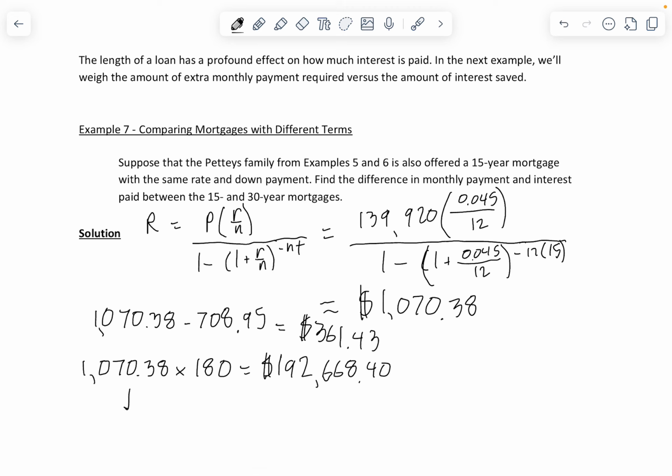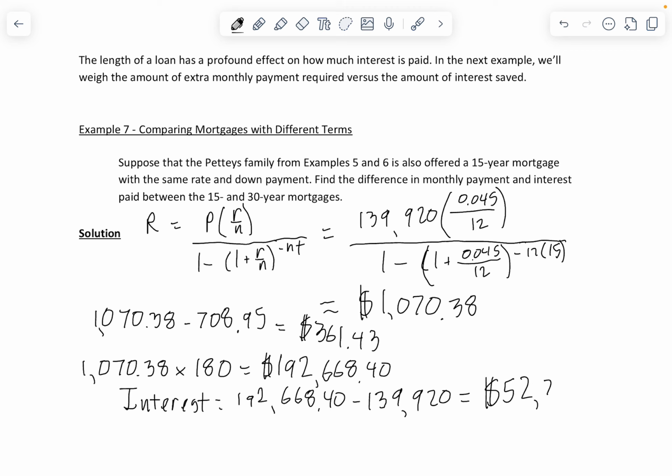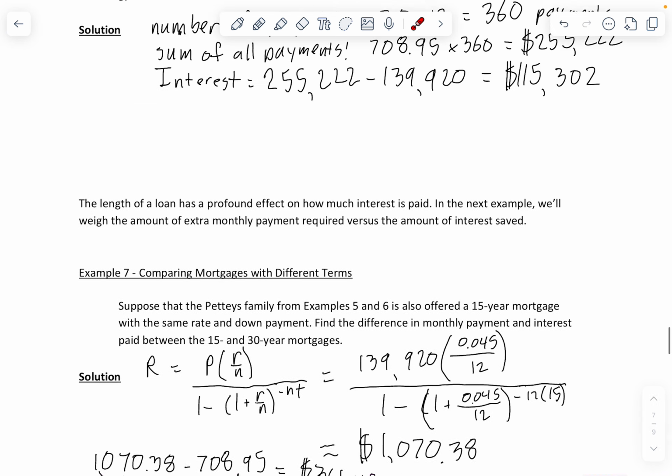So the interest paid would be the sum of the payments minus the principal. So 192,668.40 minus the principal, 139,920. So this ends up being 52,748.40. So the amount of interest paid for the 15-year mortgage is a little over 52,000.